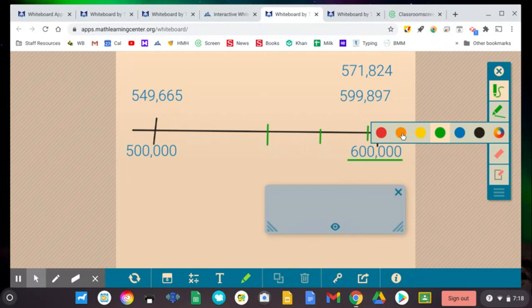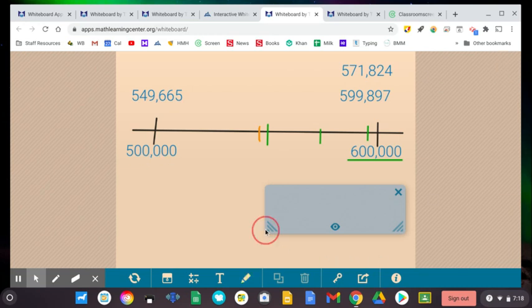So let's see, how about orange? So this number would be very close to our halfway point, but it's still not halfway, so it still would round down to 500,000. We have another number hiding out underneath here. Let's look at this one. Is this number closer to 500,000 or 600,000? Where would we put it on the number line? I bet you can see that this one is smaller than the 549,000, so it definitely would round to 500,000.